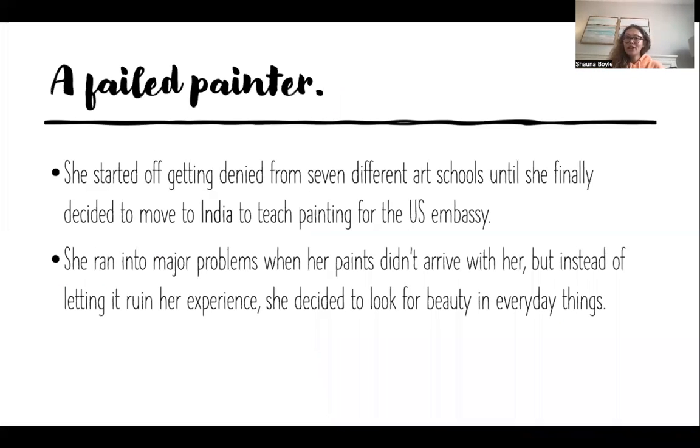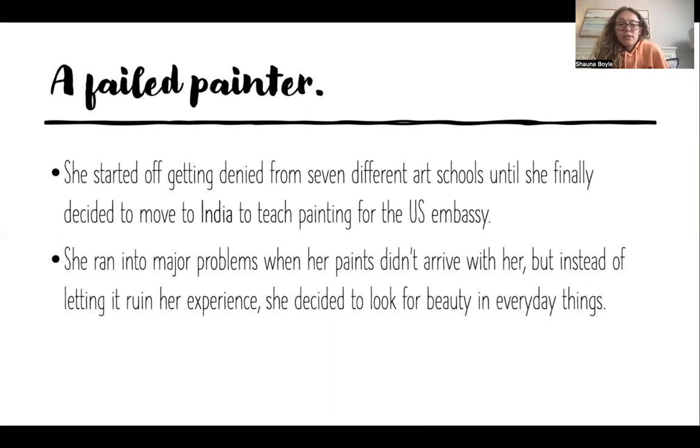She is a current sculptor. She actually was never planning on being a sculptor, though. She was first a painter, and she had a very hard time; she was a failed painter. So she started off getting denied from 7 different art schools until she finally decided to move to India and stop trying to become a painter. She was just going to teach painting for the US Embassy. But she ran into an obstacle when her paints didn't ship with her when she went to India.